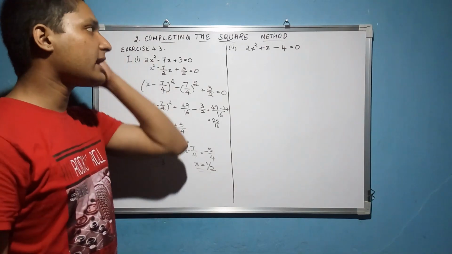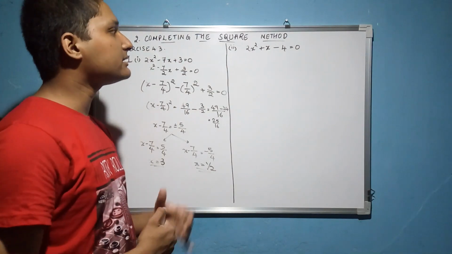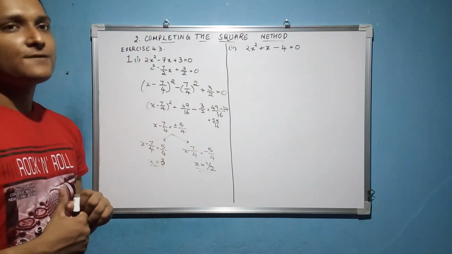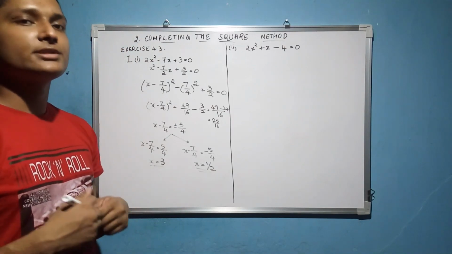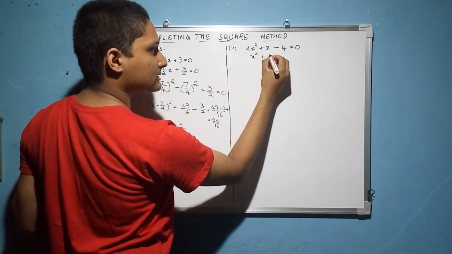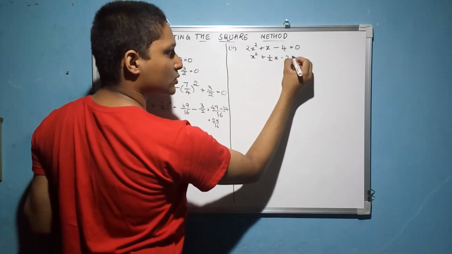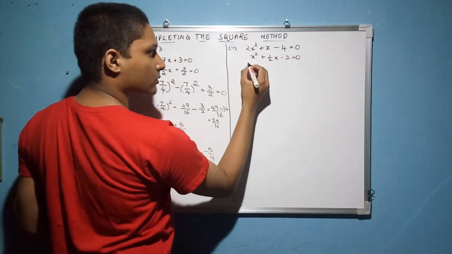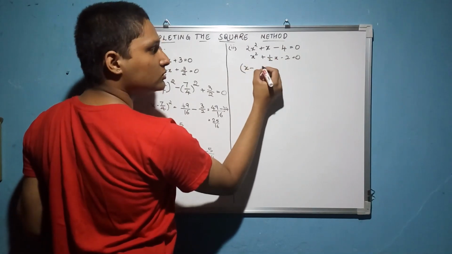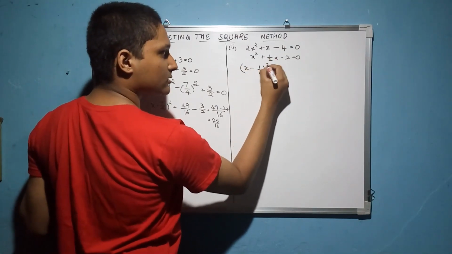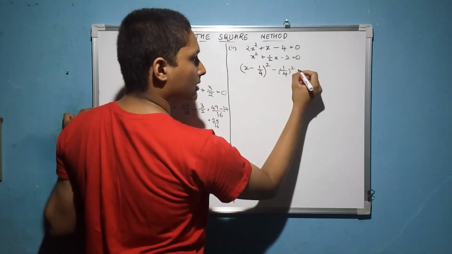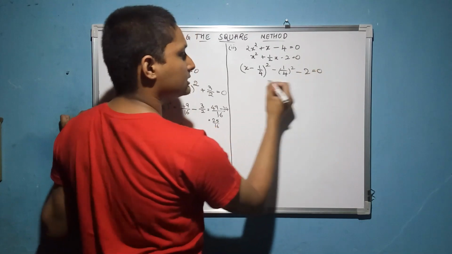Okay. Next you have your second part. The second part here is 2x square plus x minus 4 is equal to 0. First of all, I need to divide by the coefficient of x square. So it is going to be x square plus half x minus 2 is equal to 0. So I need to take x minus half divided by 2, that is 1 by 4 whole square, minus 1 by 4 whole square minus 2 is equal to 0.